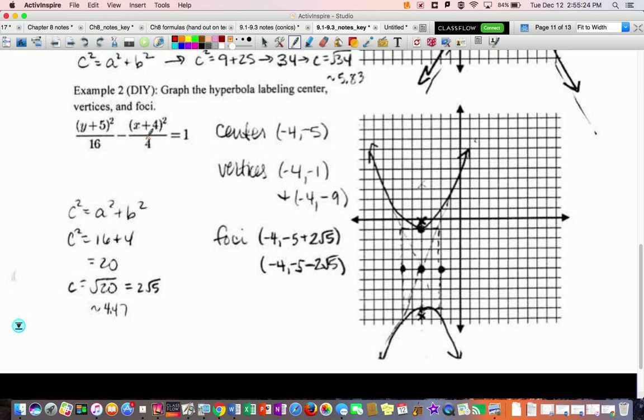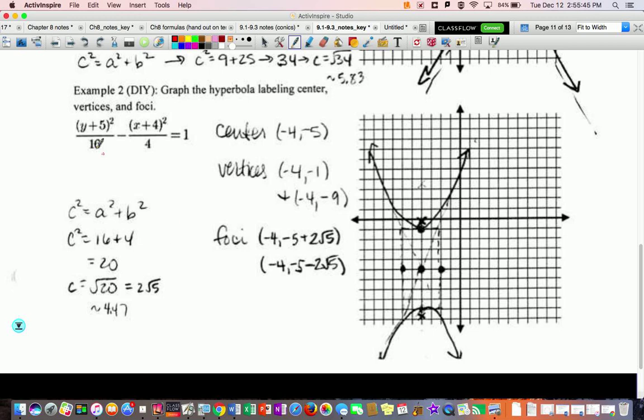Now you might go left and right too. So remember, these two dots, I don't have to label them, right 2, left 2. Just draw that imaginary box through those points. And then you go through the center and the corners and you draw it, and then go back to your vertex and draw in the hyperbola. So you should have something that looks like this.